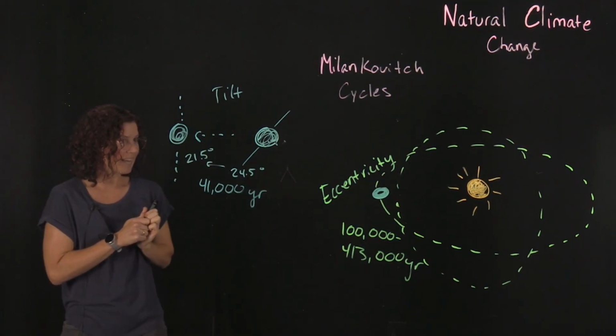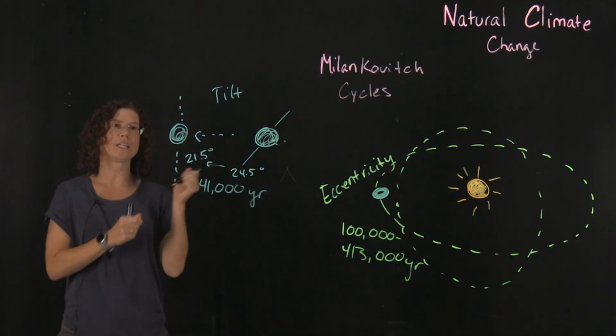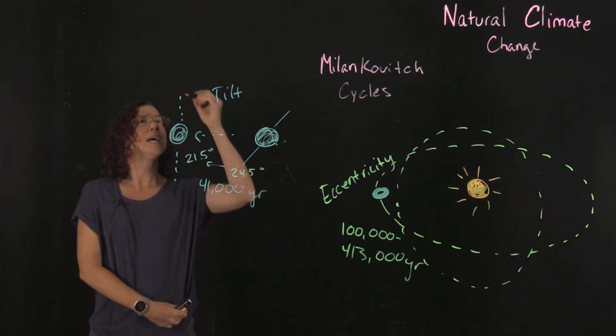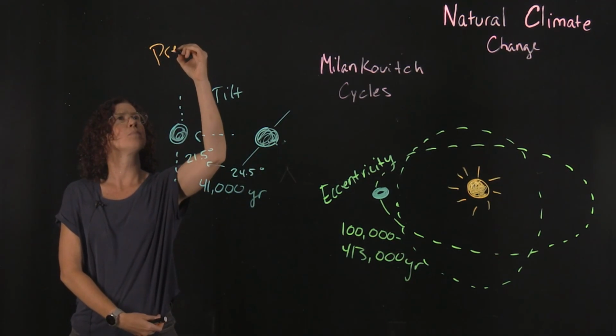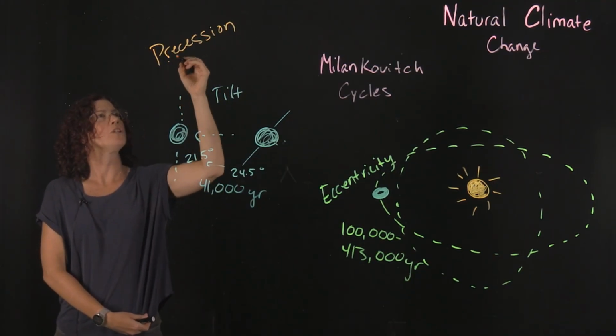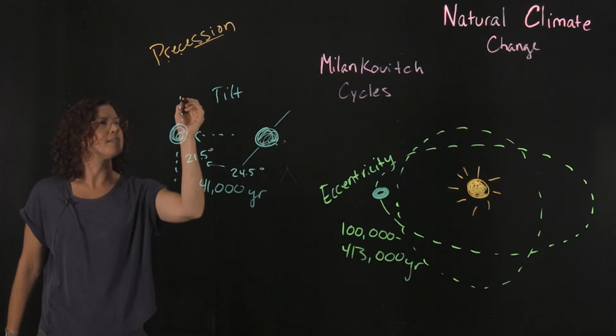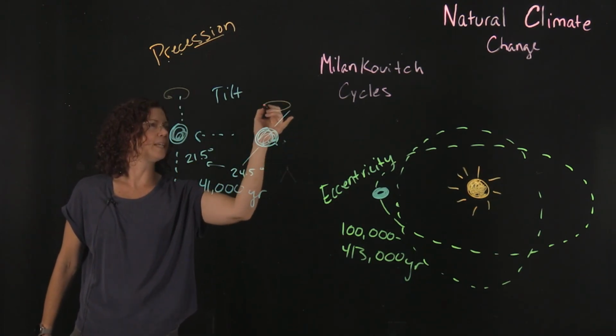And there's one last factor that's important to consider, and I'm going to actually just draw it on here in orange so that we can see it. And the concept is called precession. And so precession, you're going to see in orange here. And what precession is, it's a change in the wobble as it rotates around the Sun.